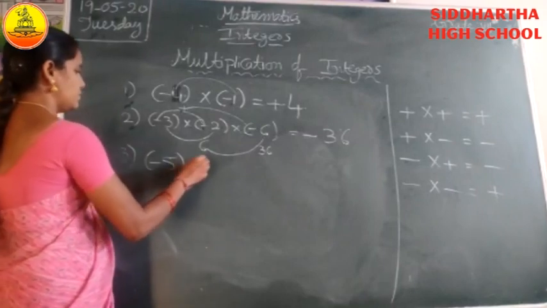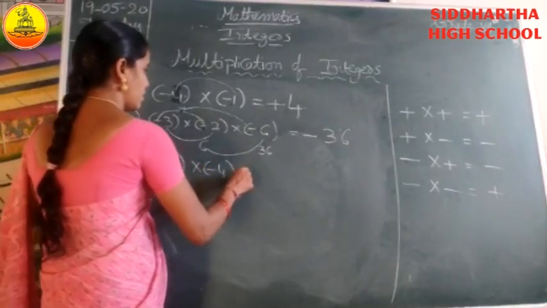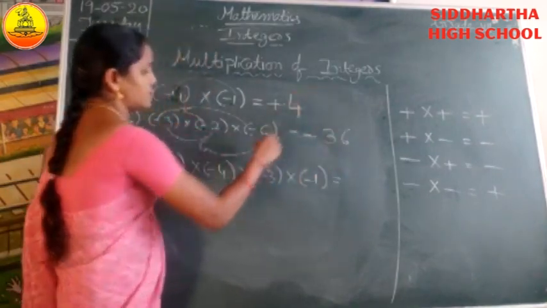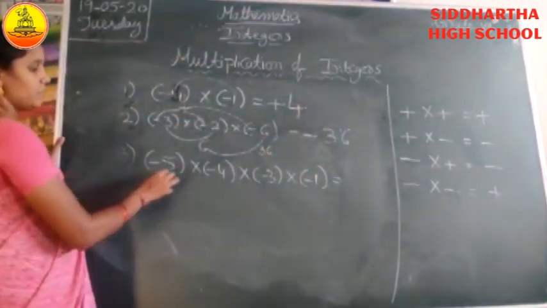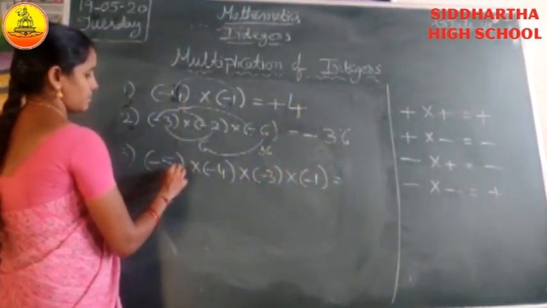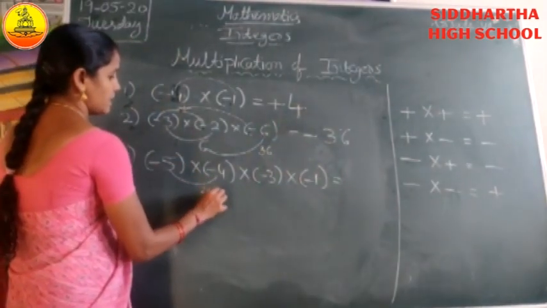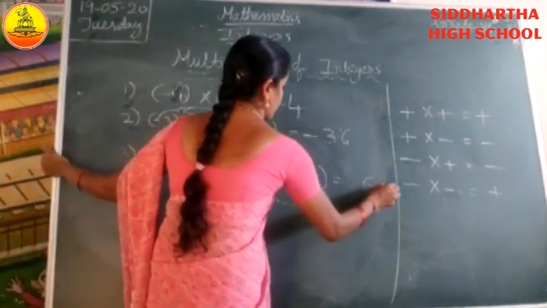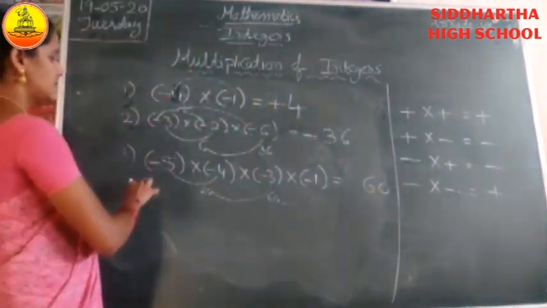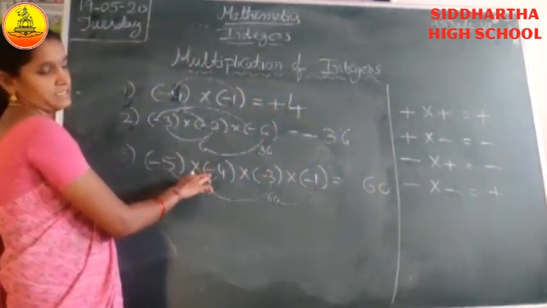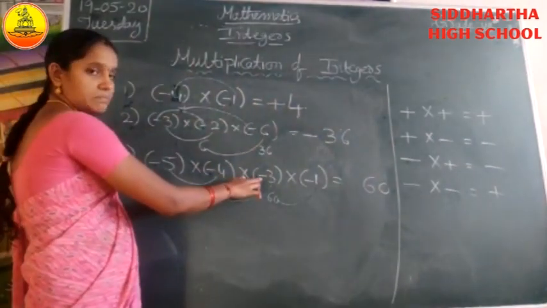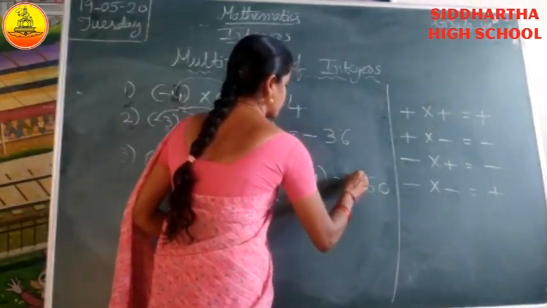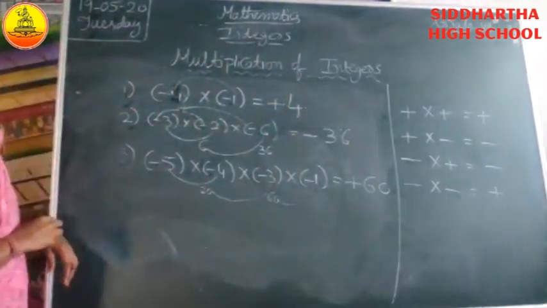Next, minus 5 into minus 4 into minus 3 into minus 1. All negative integers only I am taking. Observe here. 5 4s are 20. 20 3s are 60. 60 1s are 60. Now multiply the signs. Minus into minus, plus. Plus into minus, minus. Minus into minus, plus. Okay.